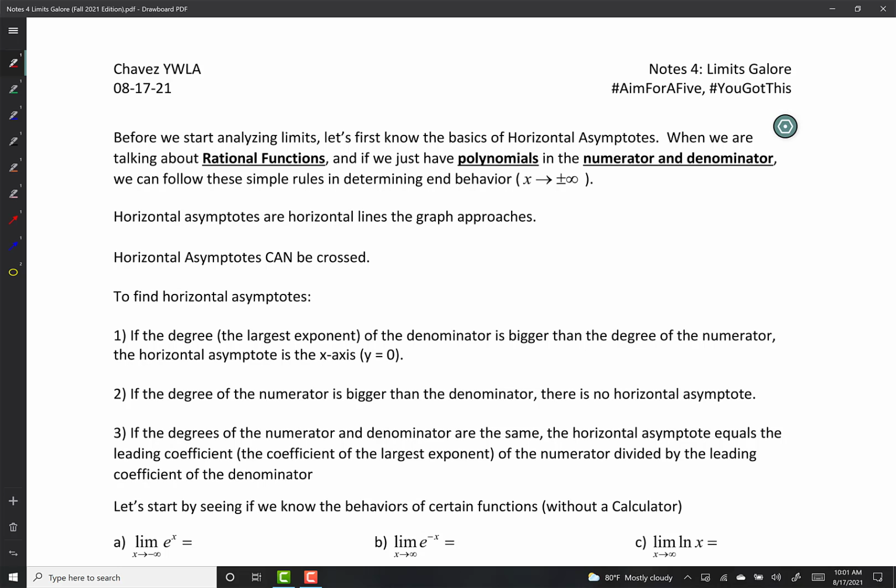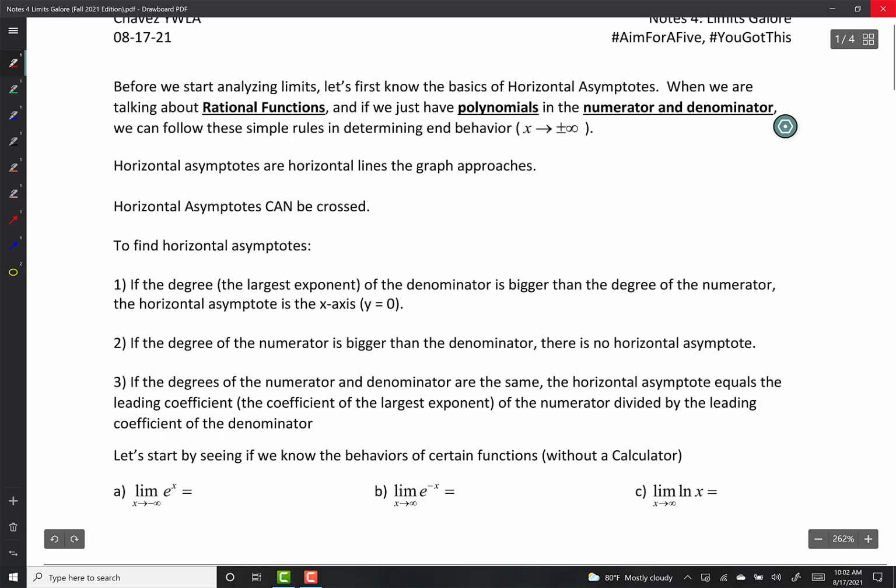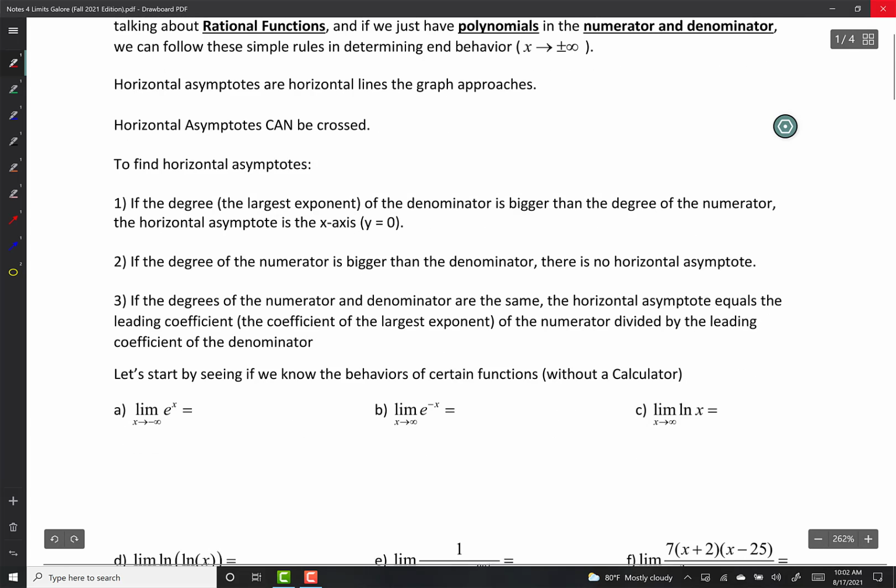All right, guys, let's go ahead and get started. After today, we should be able to tackle most, I would say 90% of the questions. And after today, we'll let you guys loose on trig limits as well. So hopefully today's the day. You can read all that good stuff in the top whenever you get a chance.